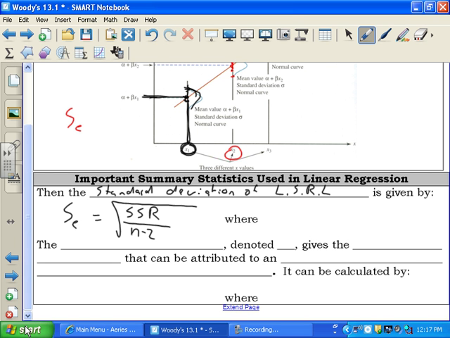Clarify. SSR, sum of the squares of the residuals. This should make sense: it's y minus y hat, squared. So that's actual data pieces minus predicted data pieces, squared. And our calc does that, and there's a residual button on your calc, and I'll show you that in a second. This is a summation symbol.